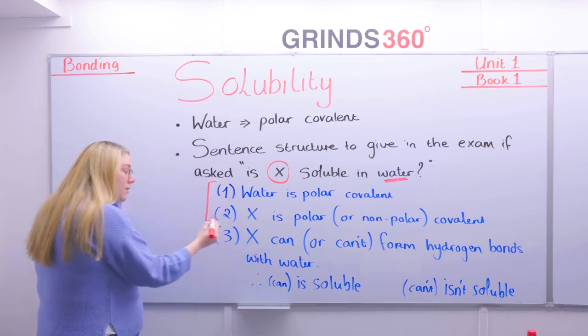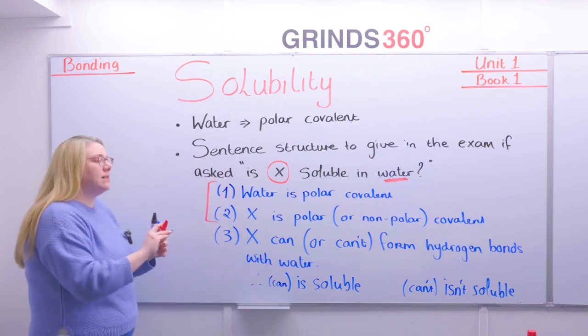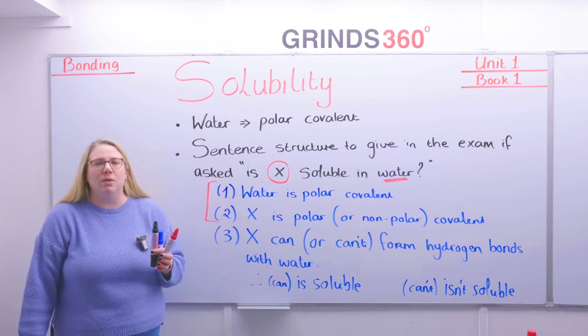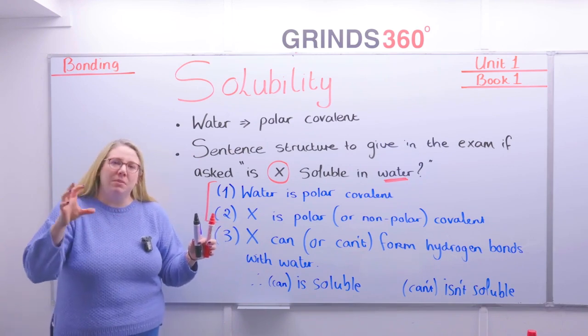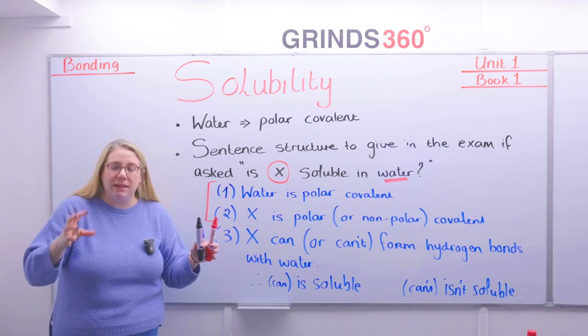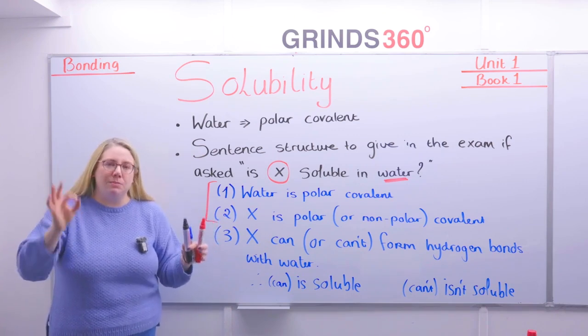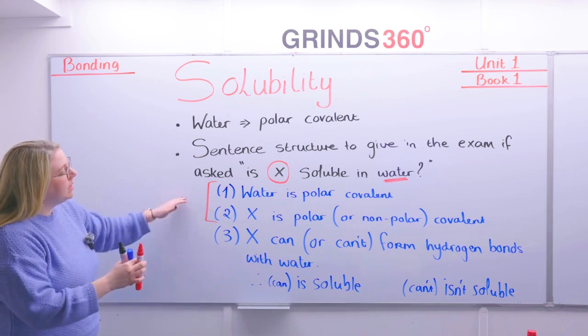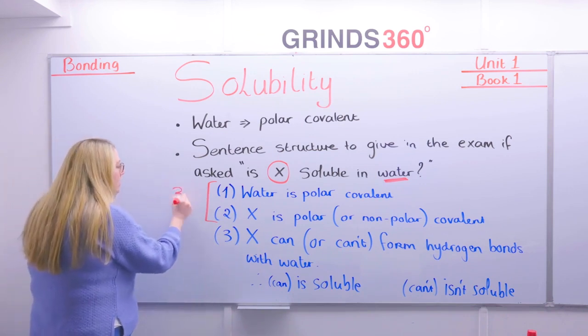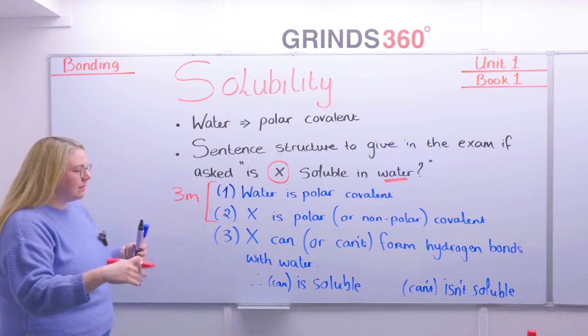Now, if you do the two of those, both of them must be present. Please don't be the lazy person that goes, they're both polar. No, it will actually be on the mark scheme that the word polar will have to be there twice. So please spell it out for the examiner. Don't be lazy here or it's going to cost you 3 marks. So we get 3 marks for saying water is polar and X is polar, whatever X is.